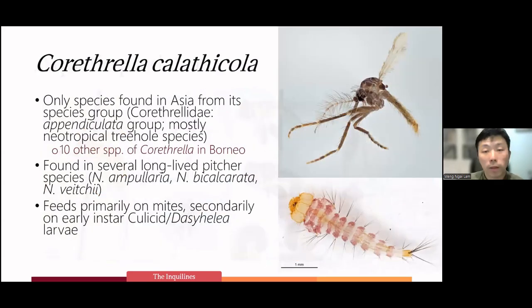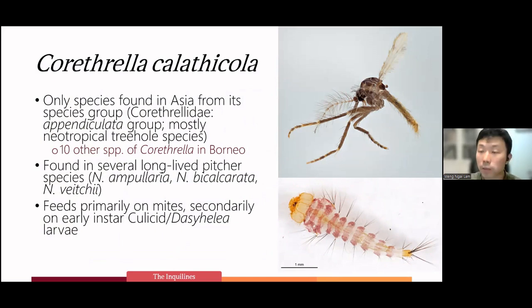So I'm going to talk a bit more about the other predators. Corythrella is the next one. Corythrella is from a small family. It's the only species from this Appendiculata group in Corythrellidae. They're found in these species, and they feed primarily on mites. So if you look at this, this is the Corythrella larva. It's actually really small, and you can see how they would enjoy preying on even smaller organisms like the mites.